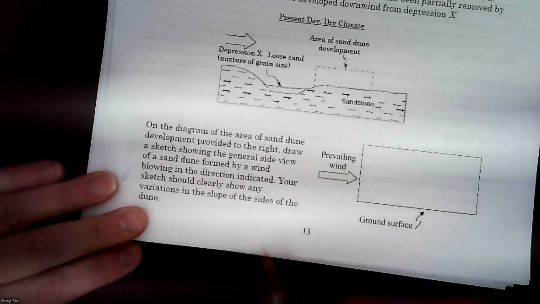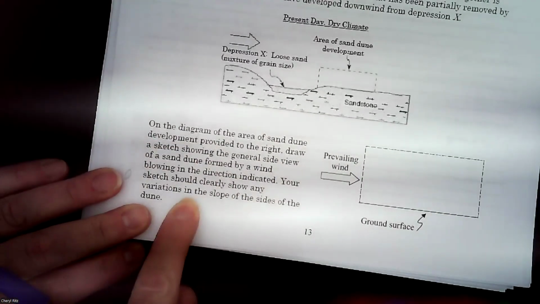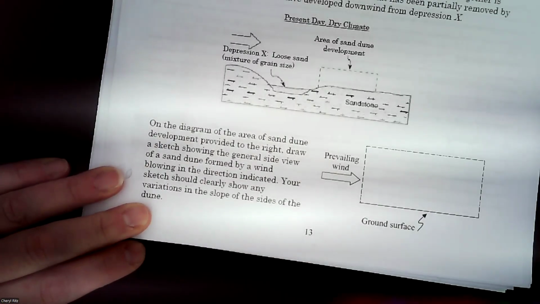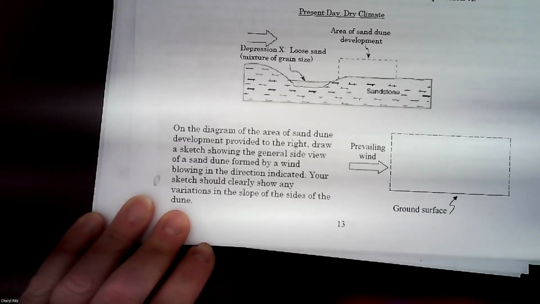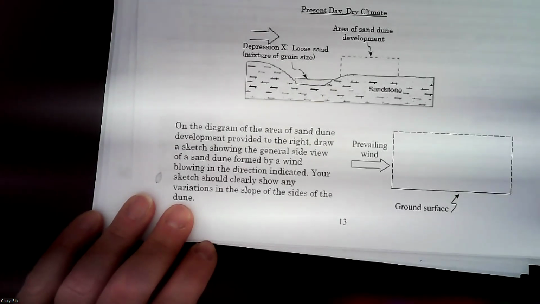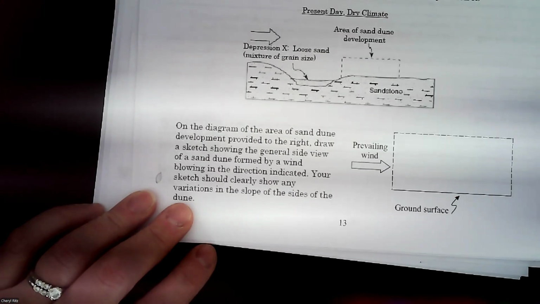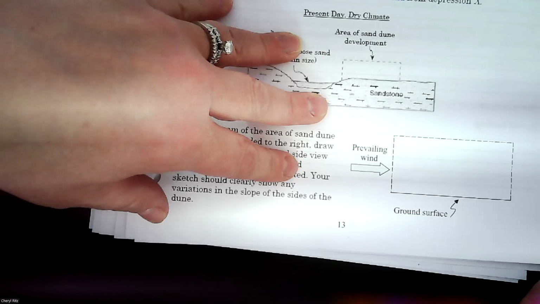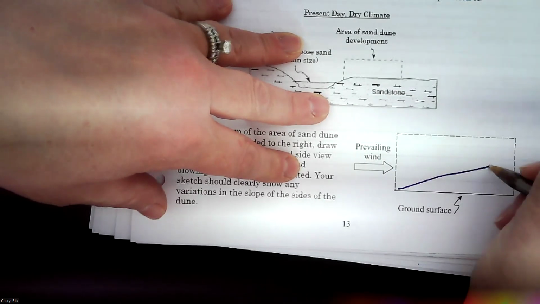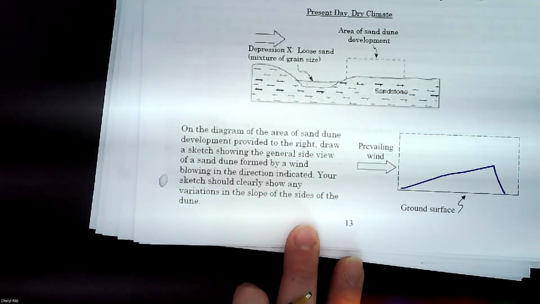Here it tells you a whole bunch, but yeah, you've got to read all of this. But in the end, you were supposed to draw a side view of the sand dune inside of this box. And what do we know about sand dunes? Okay, they're not perfectly squared off. They're not even perfect triangles. They do have a gentle side and a steep side. Which side is the gentle side? Okay, this is all I was looking for in this picture.